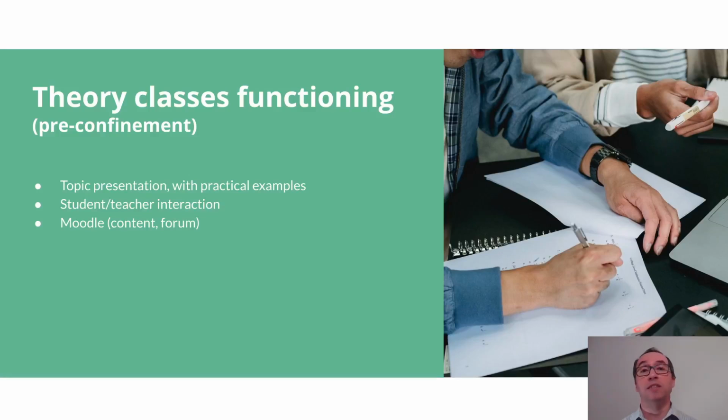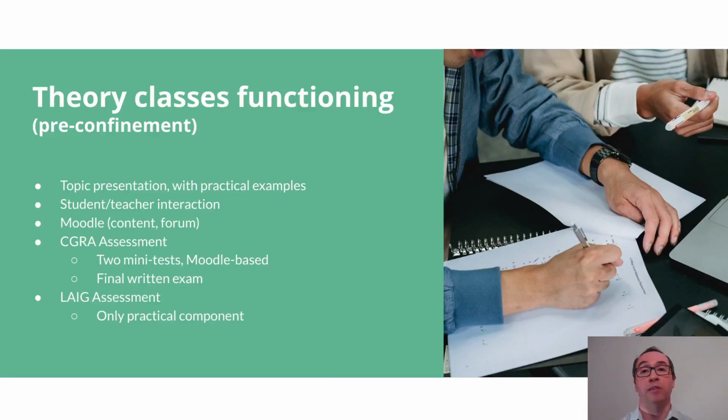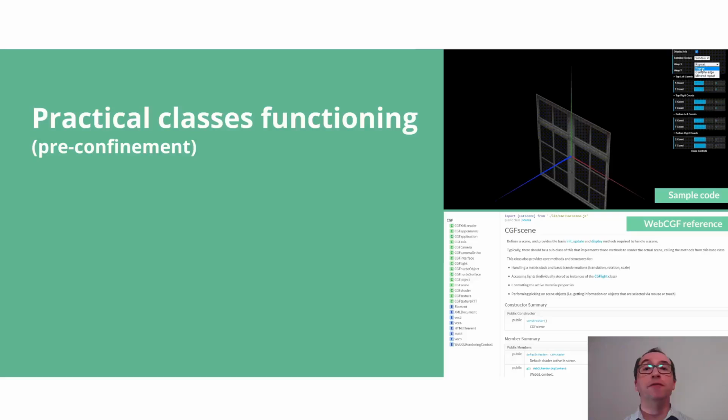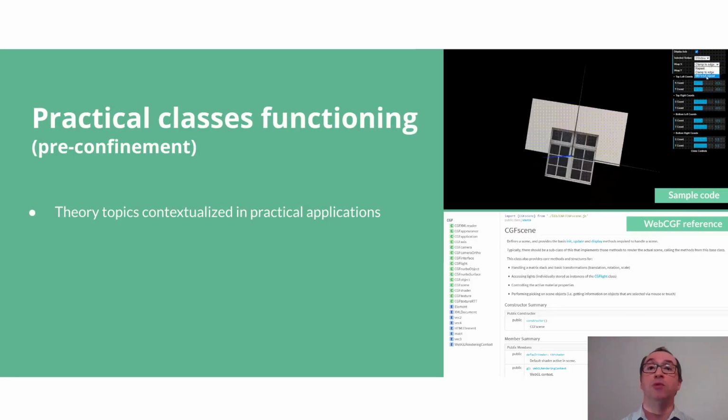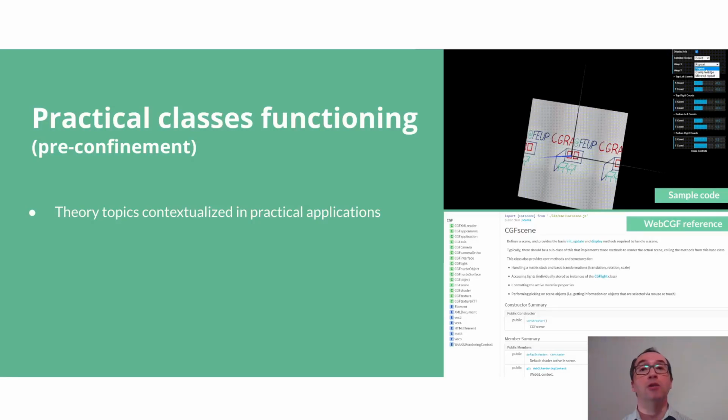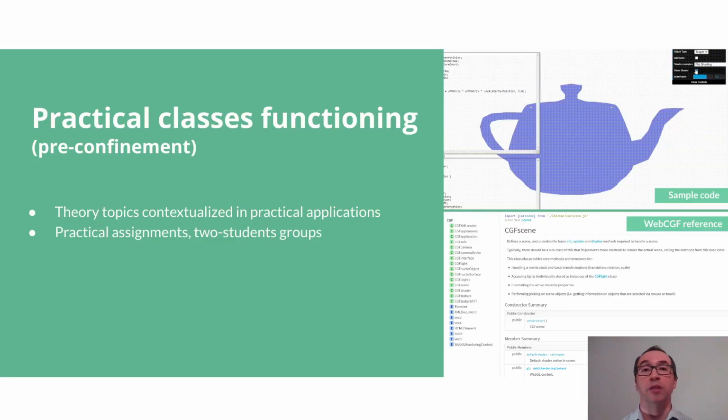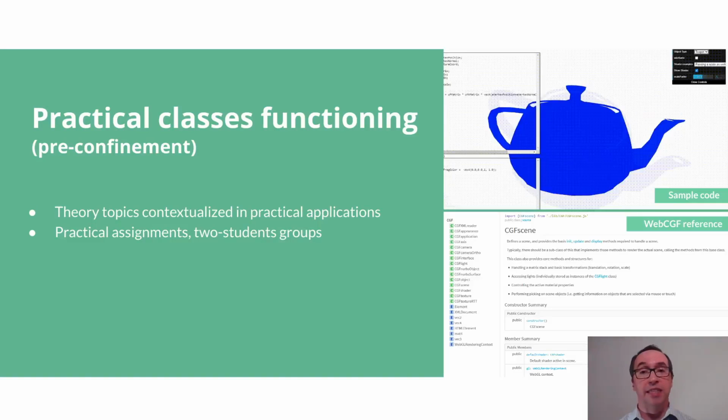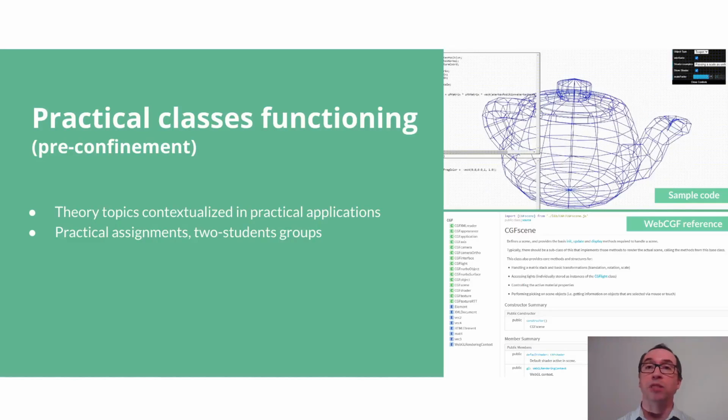The assessment of this theoretical component in SEGRA is based on 2 mini-tests done on Moodle with automated correction and a written exam consisting of both problem-solving and open-form theory questions. LAIG does not have an explicit theoretical component assessment as it's mostly practical. As for practical classes, they focus on applying the theory concepts on working applications through practical assignments for groups of 2 students. The group's progress is followed closely with in-class discussions and mentoring. In this process, not only the code is assessed and discussed, but also the interactive visual results produced.